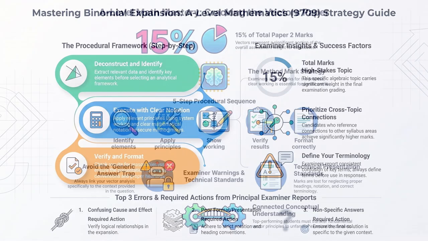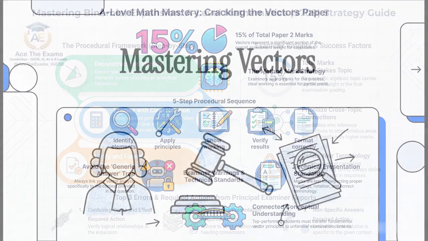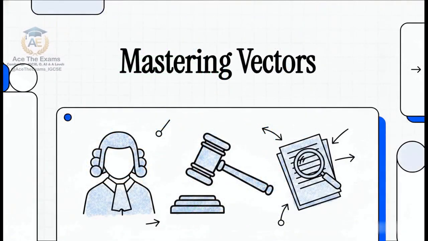Welcome to this explainer. Look, today we are doing something totally different. We are going to treat your Cambridge mathematics exam literally like a courtroom. Whether you are tackling syllabus 0580, 0606, 4024, 4037, 4040, or our primary focus today, the 9709 AS and A-level math, you need an airtight strategy.